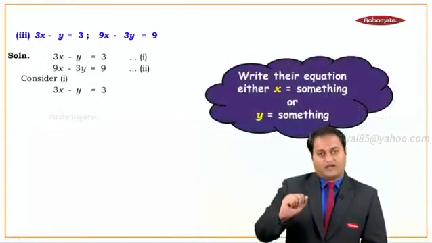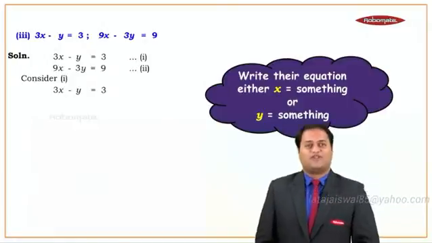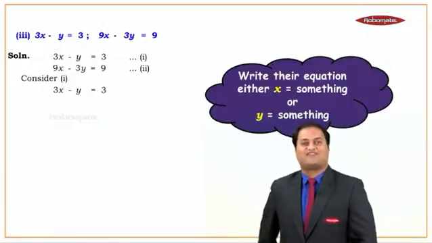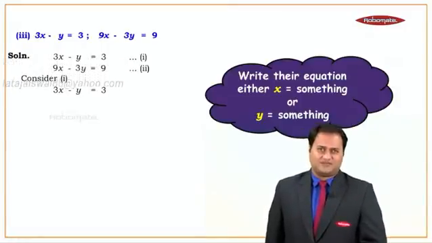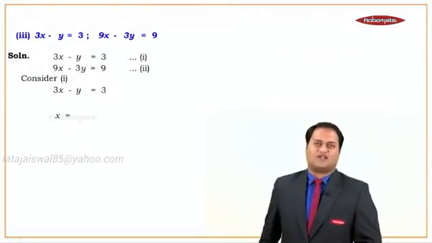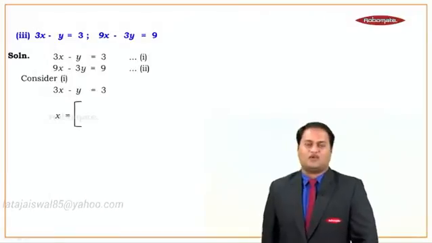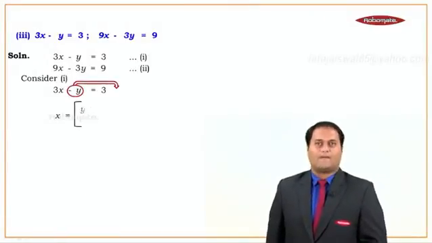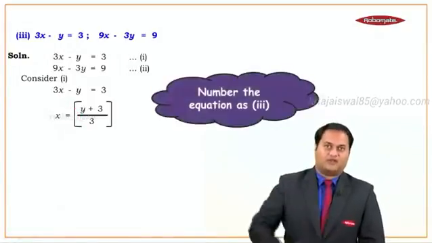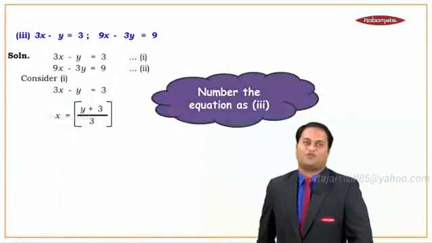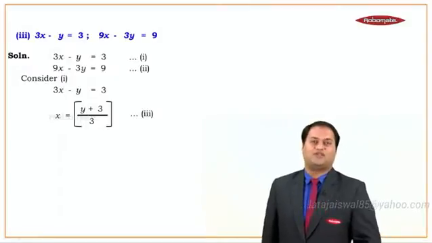Now, write it either in the form of x is equal to something or y is equal to something by shifting one of the variables to the other side. Say if you shift y to the other side, you get x is equal to (3 plus y) upon 3. Is this thing very clear? Now number this equation as equation number 3.